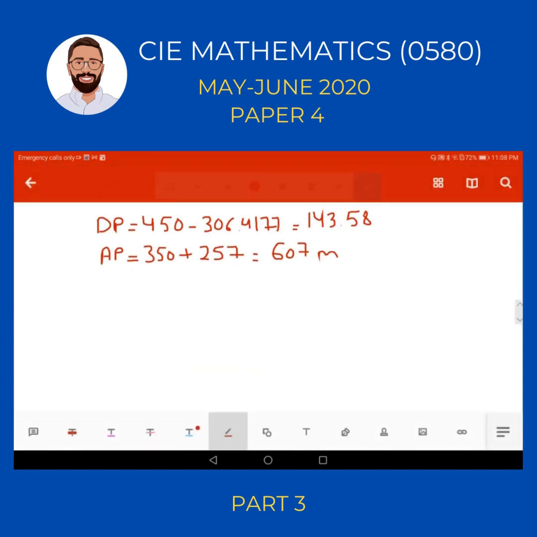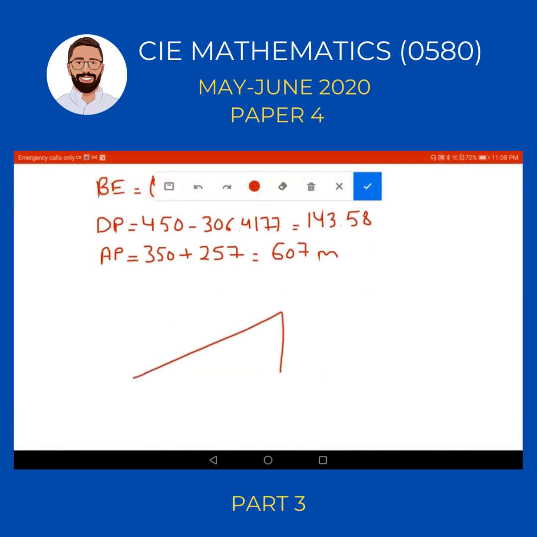So let's draw again the triangle ADP. So this is ADP, this is A, this is D, this is P. So A, D, P. Now DP is 143.58 and AP is 607. So can I find the length of AD?